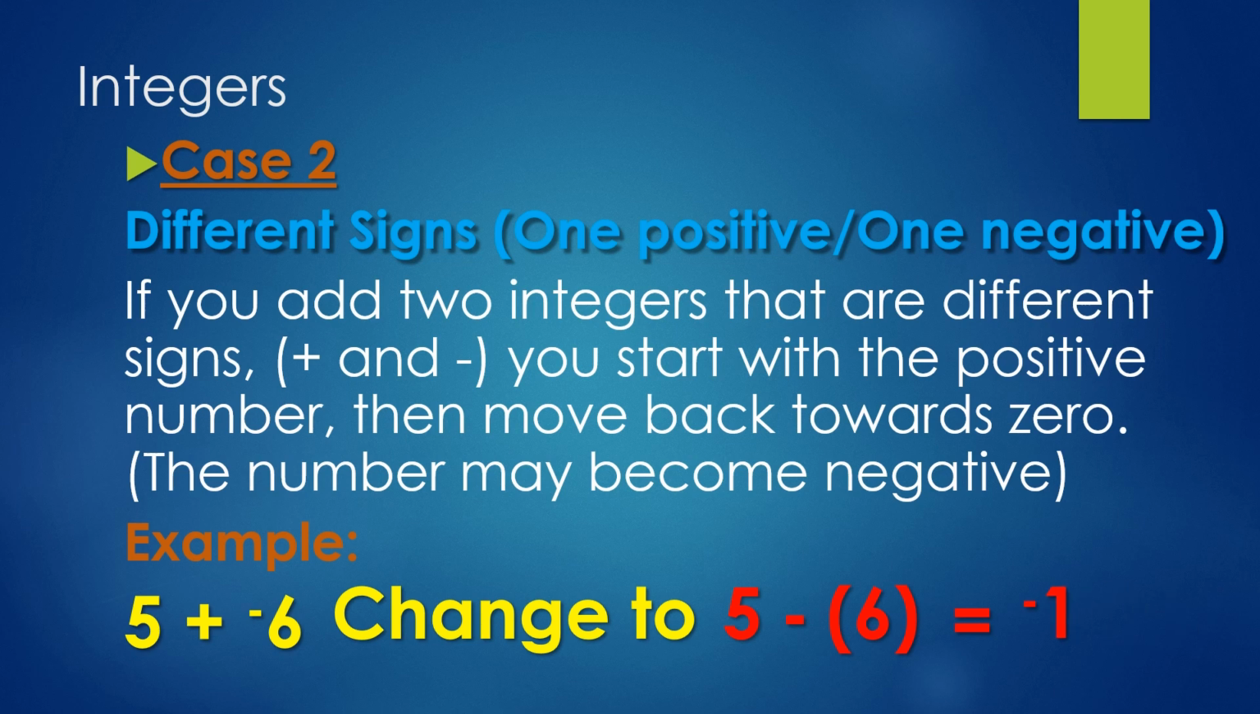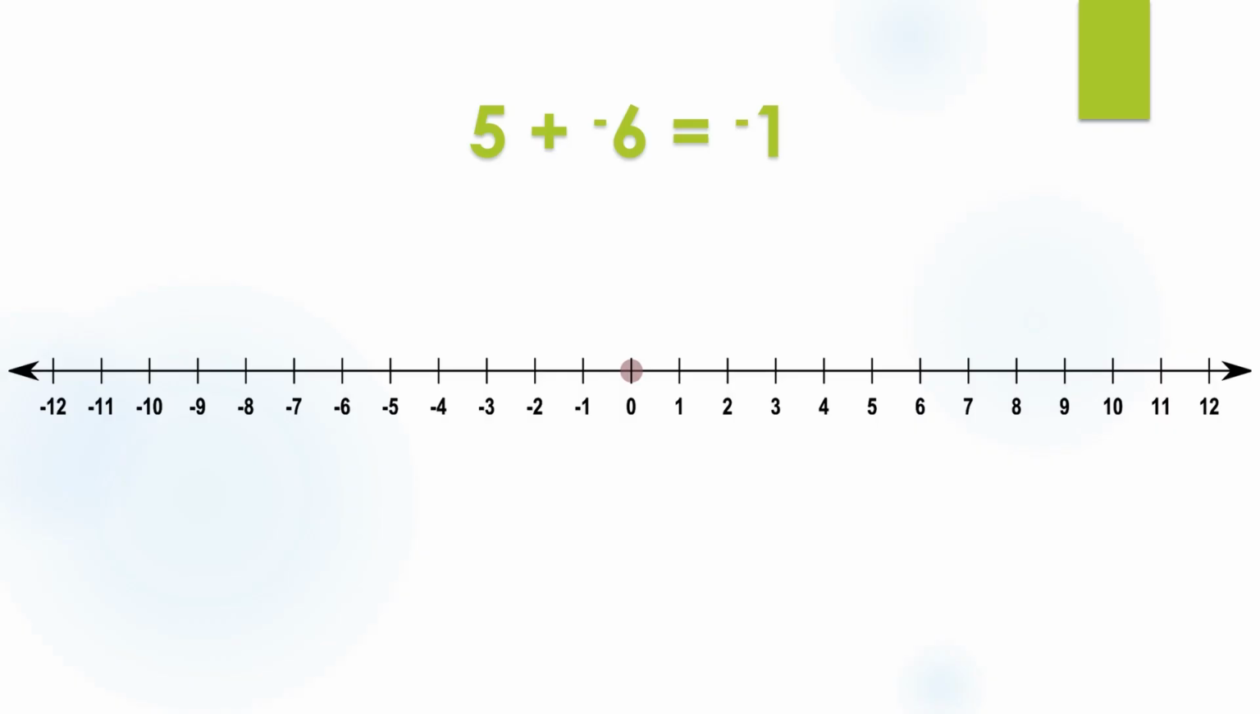Because if we had 5 minus 5, that would take us right back to 0, wouldn't it? But we have to go one more because we're subtracting 6. So it takes us to negative 1. Let's look at it on the number line.